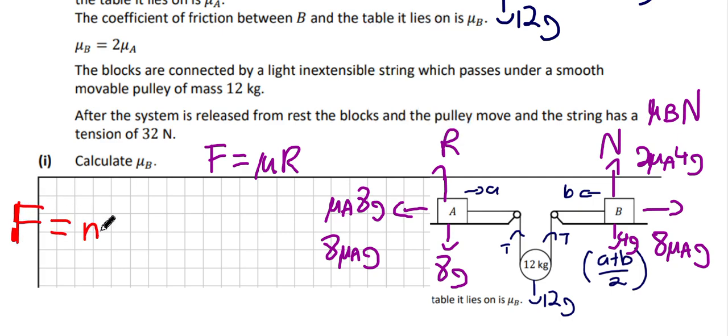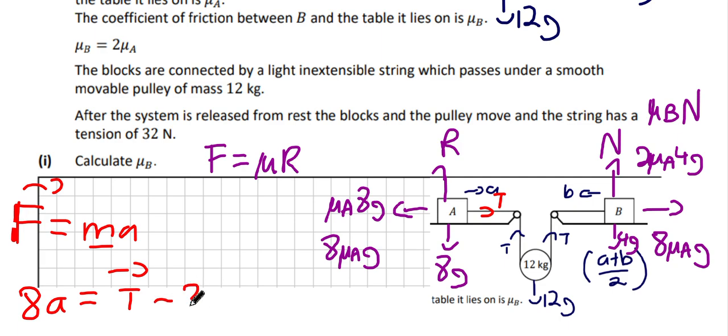Force is MA, and we're going to the right, aren't we? So what's its M value? 8. Its A value? What's the acceleration of the A particle? Small a. What forces make it go to the right? Tension. What force makes it go to the left? Friction. 8 mu A G. Please all remember that T is what value? 32.